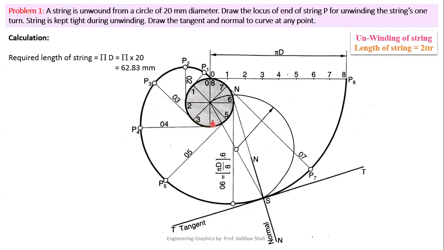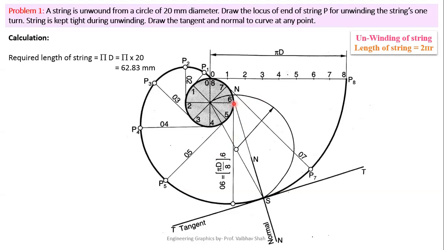Now for point 4, take the distance of 0 till 5 because we try to unwind the string from 0 till 5. So total string length would be 0 till 5 on the circle. The same string length would be on the horizontal line also. So we'll take the distance from 0 till 5 on our rounder. Put your rounder at point number 5 and try to cut this line. You will have this P5 point as an end point.